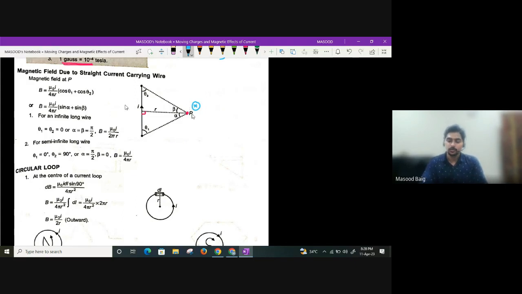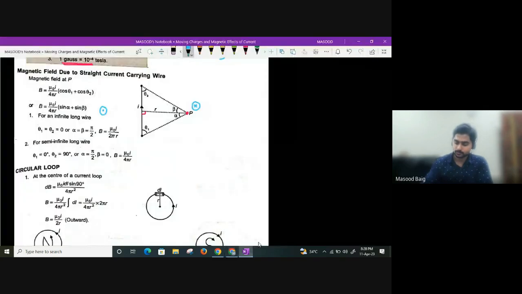Suppose I say the point is to the left. In the direction of current, we will place the thumb only. But where is the point now? The point is to the left, guys. So I will curl the fingers like this. Tangent to the curl of the fingers will be pointing outwards. So whenever current is in upward direction, magnetic field to the right point will be inwards. Magnetic field to the left point will be outward, guys. Clear, all of you? Understood, everyone?